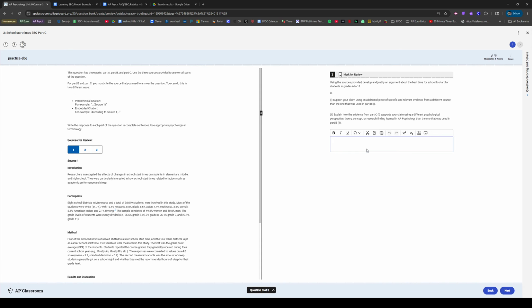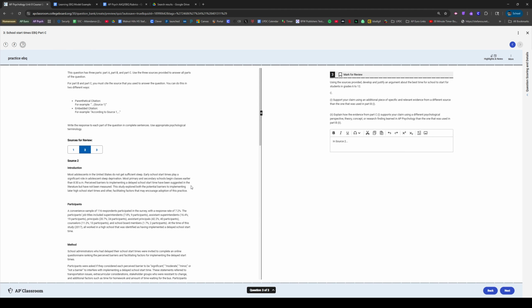Then for the last part, you just do the same thing. You pick a different source. So in source 2, I would do the same thing, but for source 2 now, a little bit longer, a little bit more information there. For part C, you kind of do the same thing. You make your next paragraph evidence, and then for the final paragraph, you explain the source to evidence you cited, and then finally you think of a psych concept.